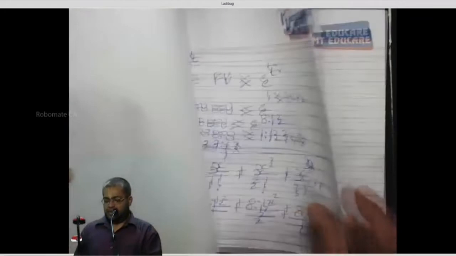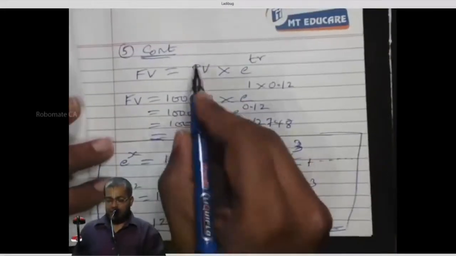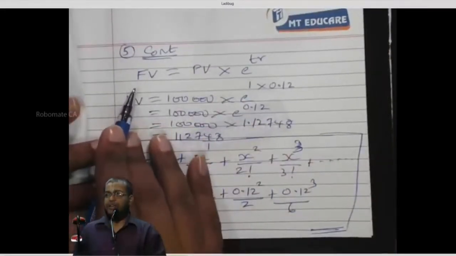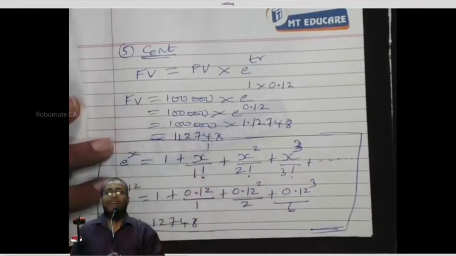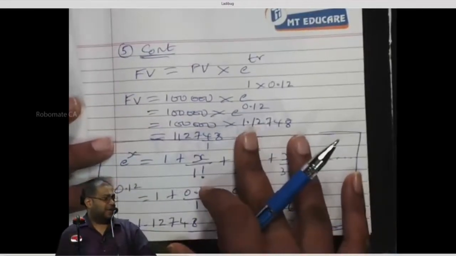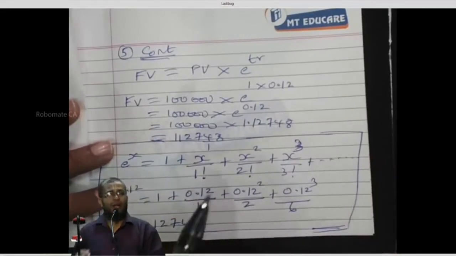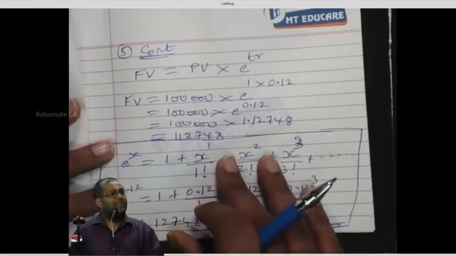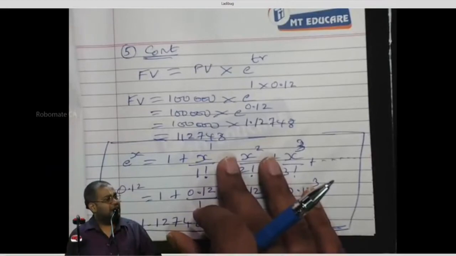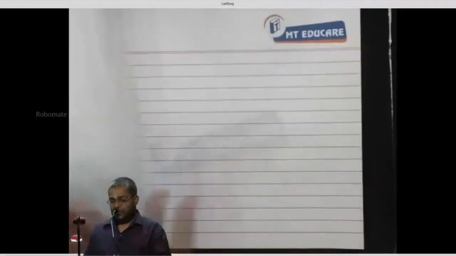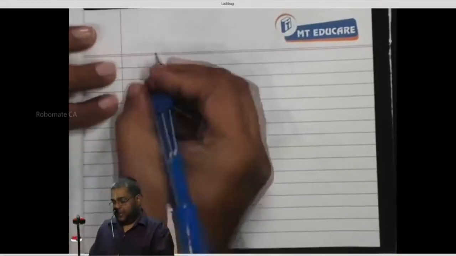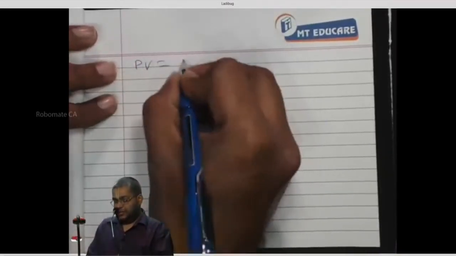For continuous compounding, present value is equal to future value into 1 by e power tr. Future value into 1 by e power tr. Calculate e power tr normally and then 1 by e power tr gives you the present value. Right or not? So now, again I write, no need to copy. Present value is equal to what?